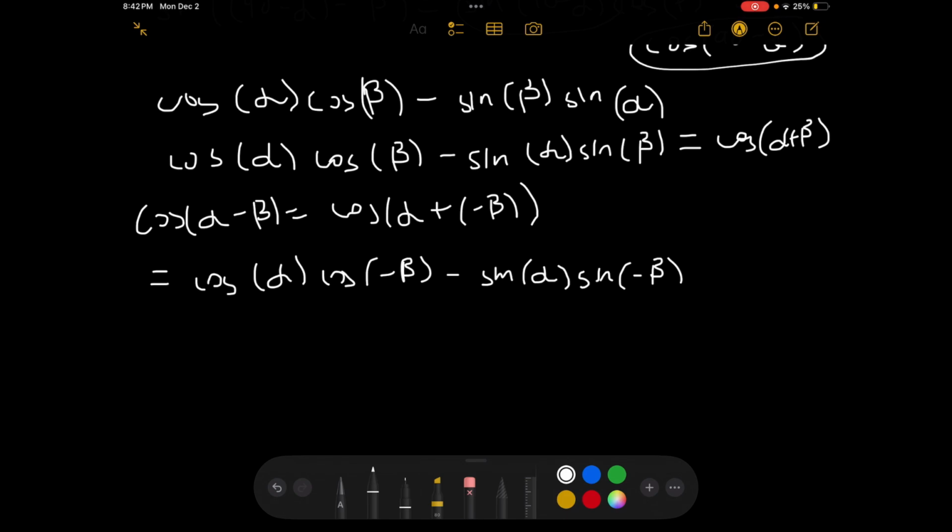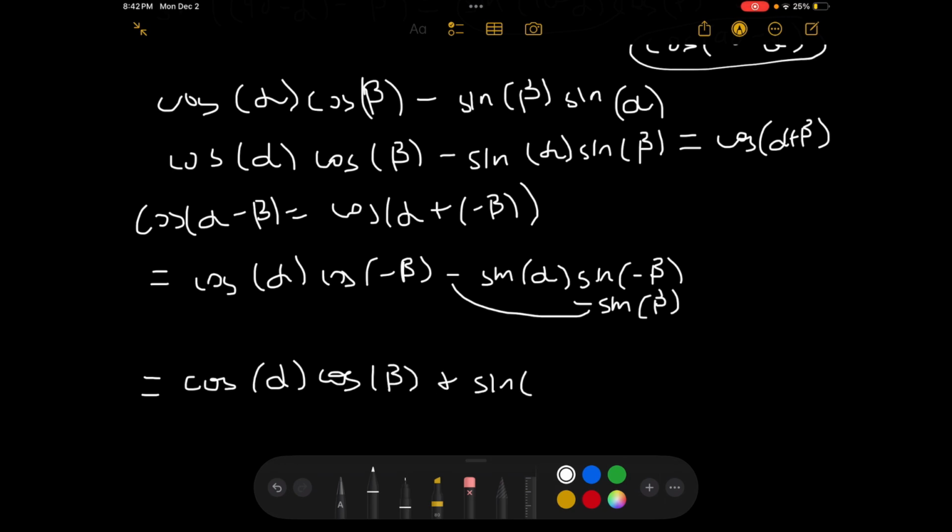Cosine stays the same when the angle is negative, but once again, sine is an odd function, so sine of minus beta becomes minus sine of beta. And these two negative signs make it positive. So we have cosine of alpha times cosine of beta plus sine of alpha times sine of beta.